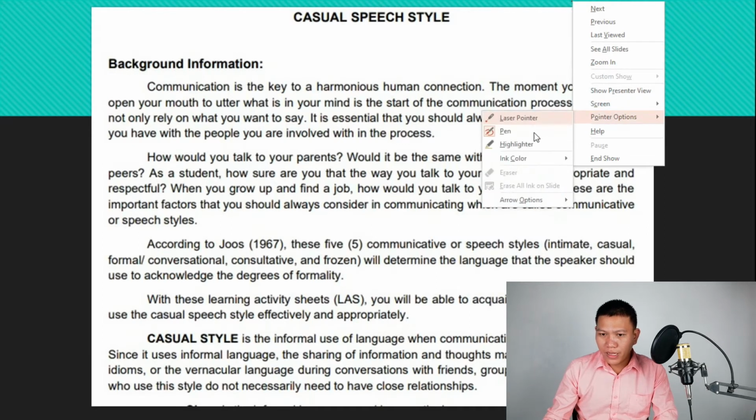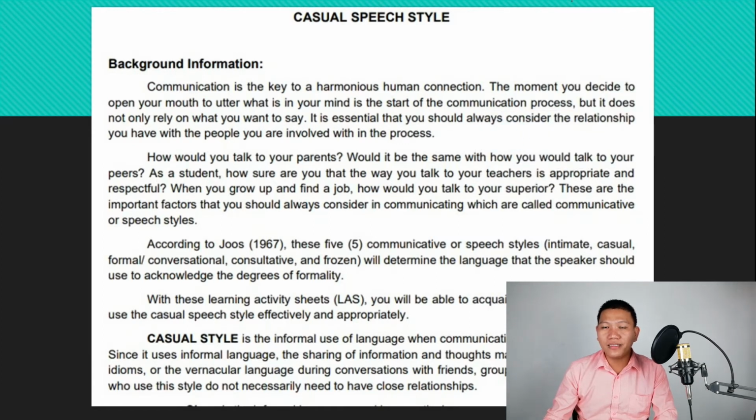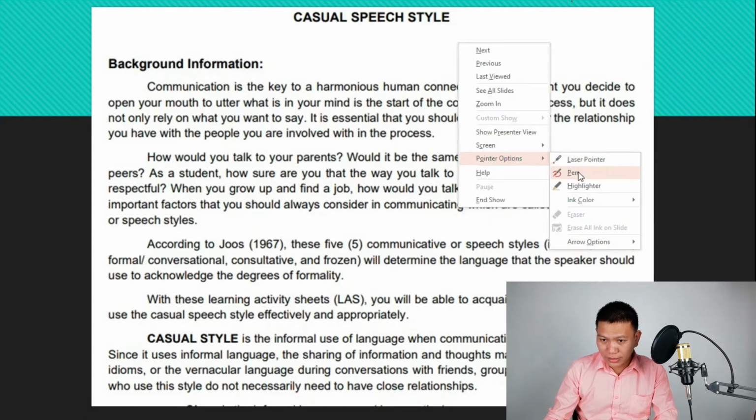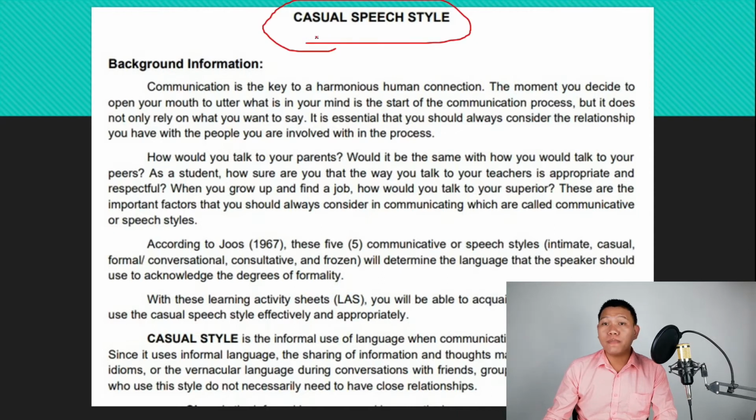Now, to be more specific, allow me to read our topic for today. Among the five communicative styles, our main focus today is casual speech style. Okay? Communication is the key to harmonious human connection. Remember that. All problems can be solved through communication. Without communication, there will be chaos. There will be misunderstanding. If we don't talk to one another, if we don't connect, and if we don't communicate with one another, there's no harmony. That's how important communication is.